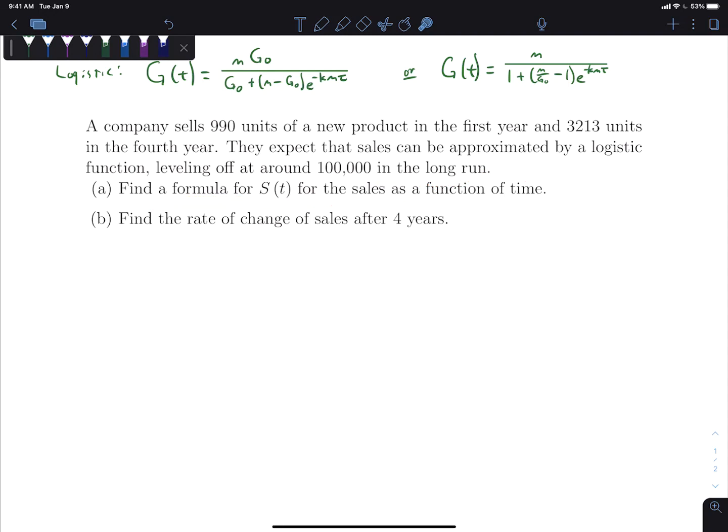Okay, so because we're looking at a logistic function, I'm going to use either the first or the second form of the logistic function. Just because it feels right, I'm going to go ahead and look at the first one. So here we need to figure out what are M, G0, and K. Those are the three things that we need for a logistic function. So to do that, what does M represent? M represents the maximum amount. In this case, it tells us that we're leveling off at around 100,000 in the long run, so M would be 100,000.